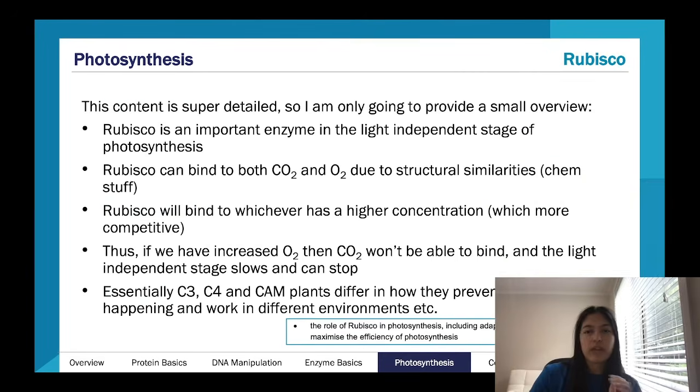I don't think we'll go into it in too much detail. But basically, C4 separates it by space and CAM plants separate it by time. That's the main thing you need to know. I think of CAM like hibernation, like when a bear eats a lot of food and then sleeps. You store the carbon dioxide at night to use it in the day. In C4 plants, they store carbon dioxide in one area of the plant to use it in another area. So that's the general overview there.